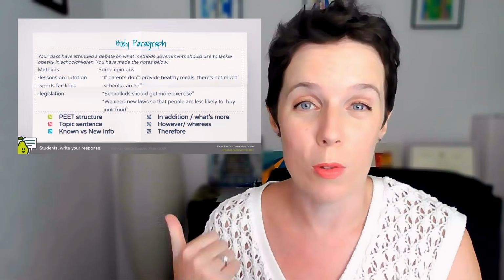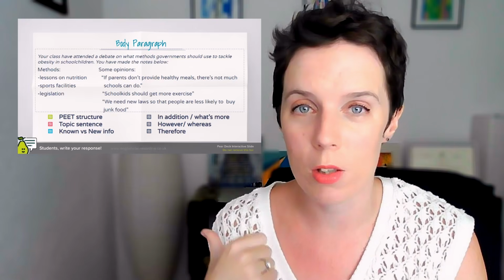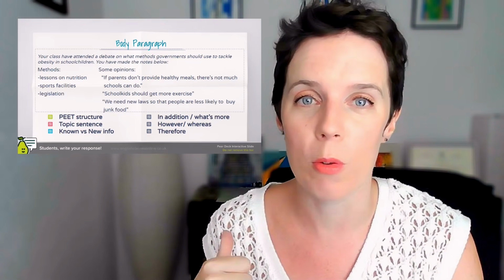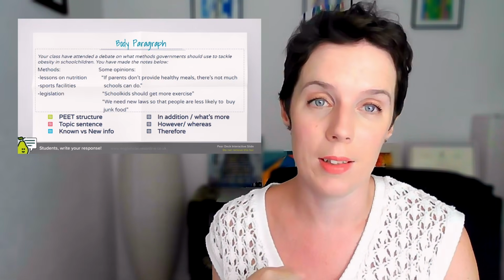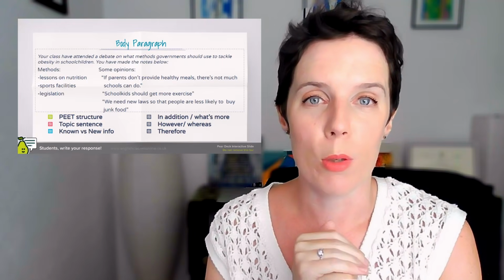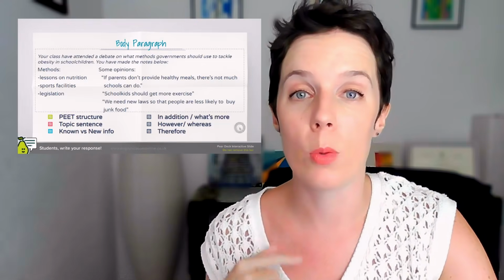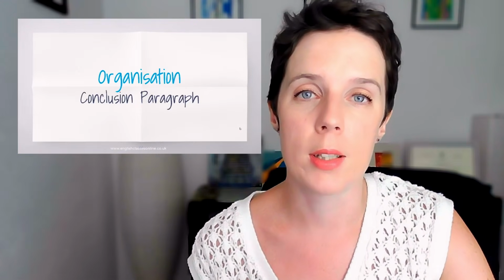Also try to use an inversion or a cleft sentence somewhere, okay? So try to use that vocabulary and that grammar that we've already looked at, and the linking words as well. Put that all together and write a body paragraph for me, okay? Okay, go and do that now, and we're going to carry on and take a look at how to write a conclusion.